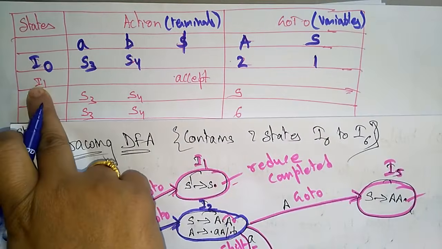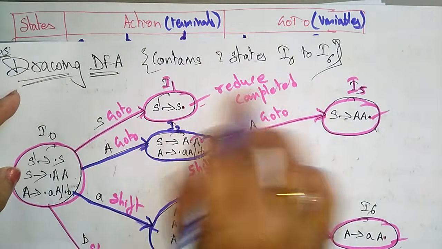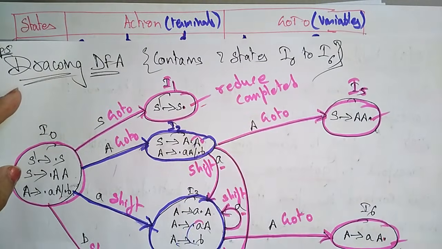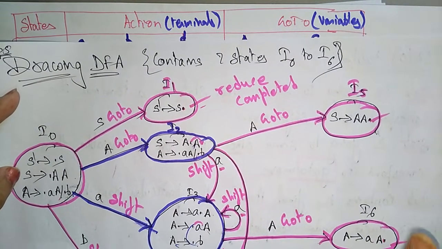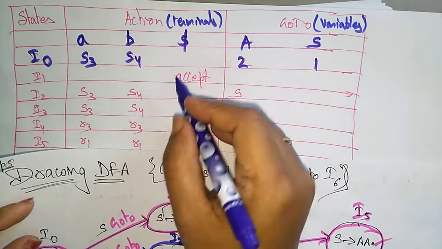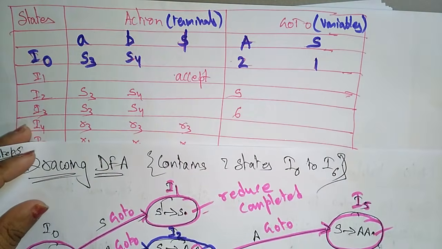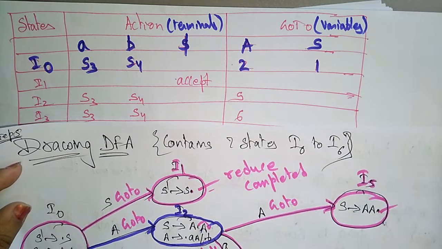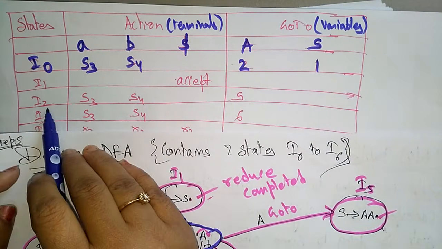Now coming to I1. For I1 there is no further move, which means the reduce is completed, and the string is accepted. So I1 is accept. In the dollar column you write accept, because it is otherwise empty.